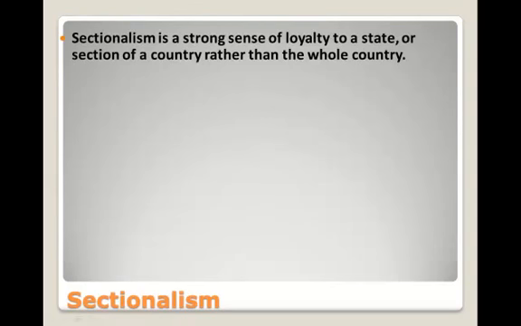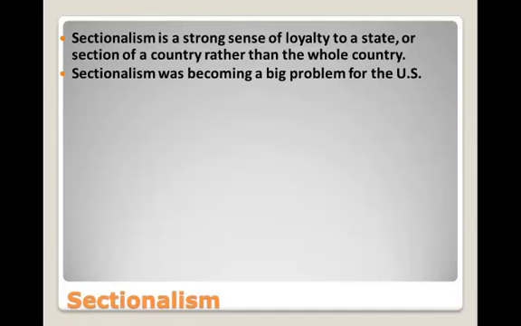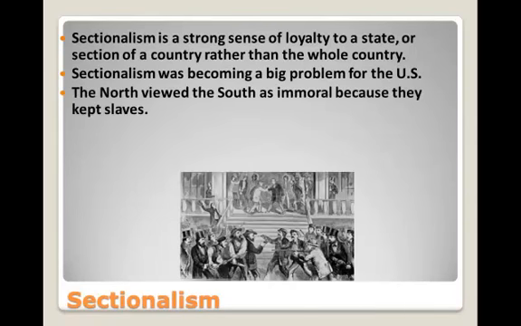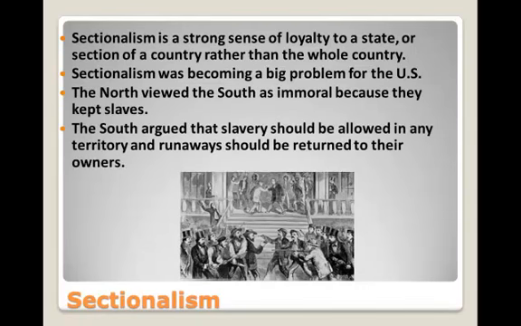Sectionalism is a strong sense of loyalty to a state or a section of a country rather than the whole country itself, and it was becoming a really big problem for the United States. The North viewed the South as immoral because they kept slaves, and the South argued that slavery should be allowed in any territory and that the North had the duty to return those runaway slaves to their owners.